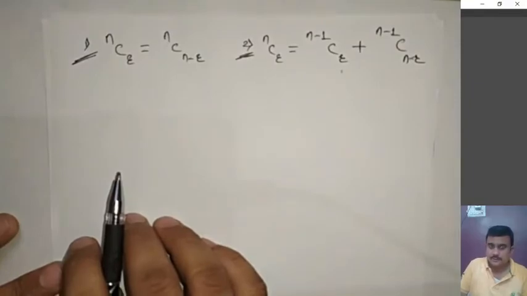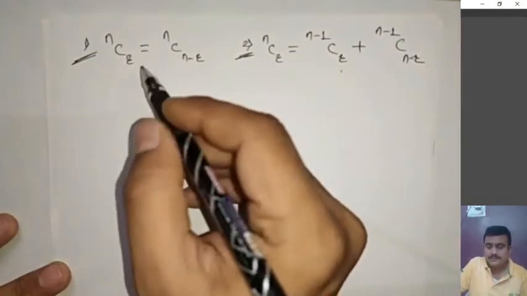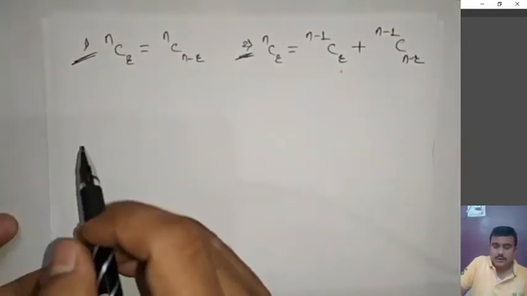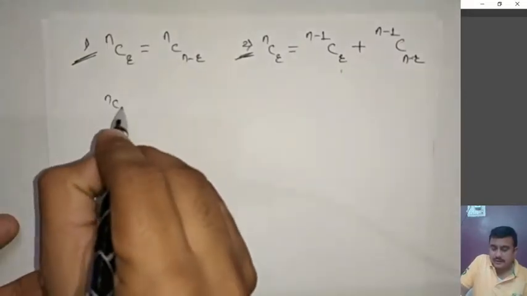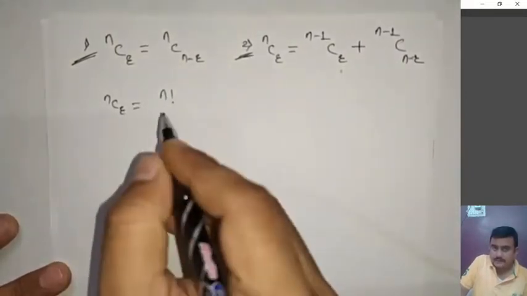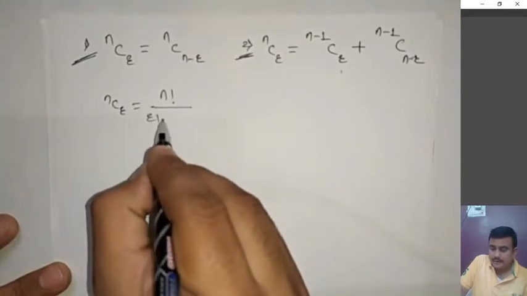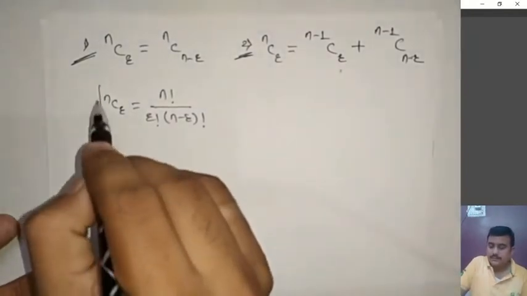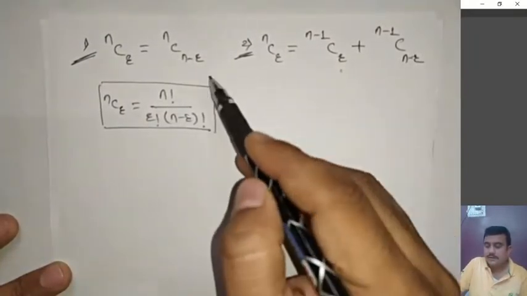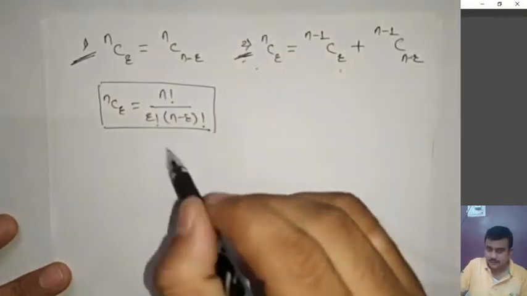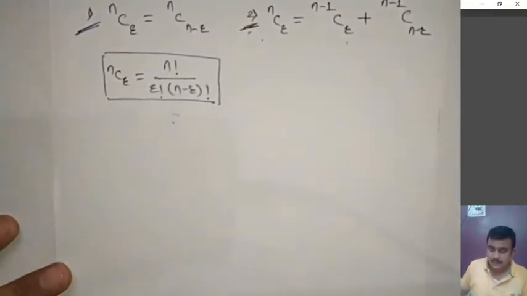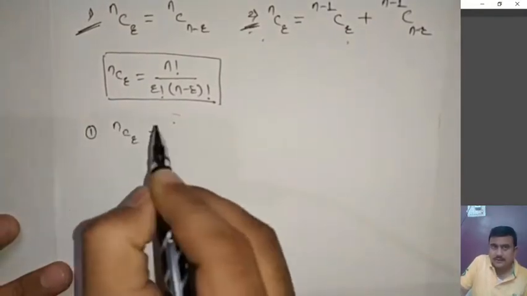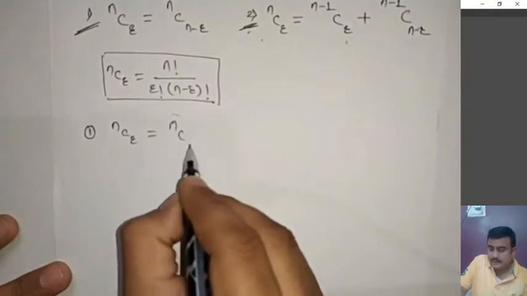for combination. Now we know that combination is the arrangement in which order is not important. So we have the formula for nCr equals n factorial divided by r factorial times (n minus r) factorial. Now with the help of this formula we will prove these two properties. So let's start with the first property, that is, let us prove nCr equals nC(n minus r).